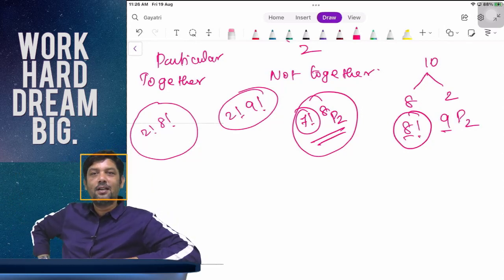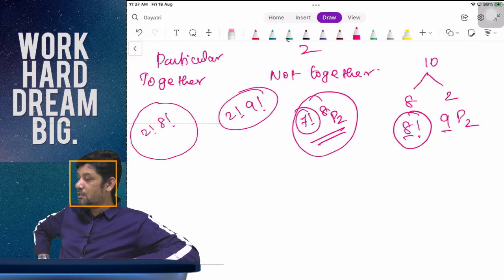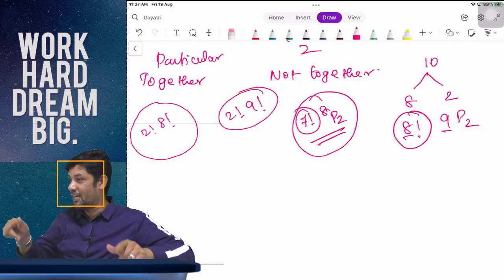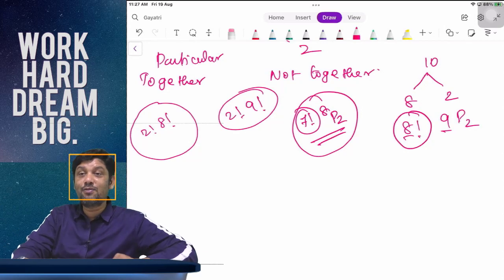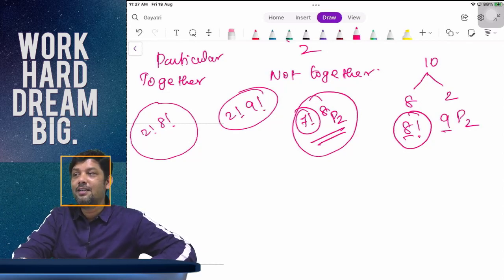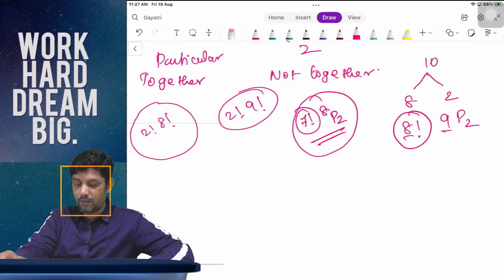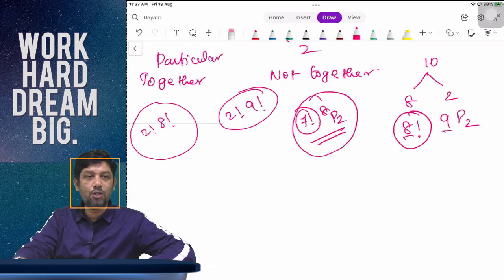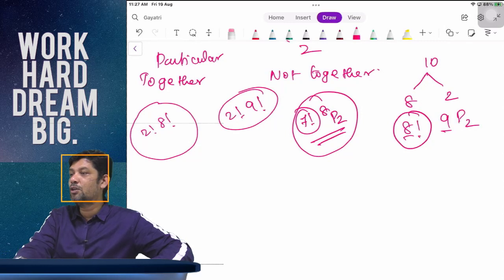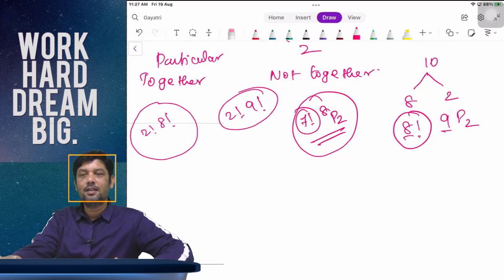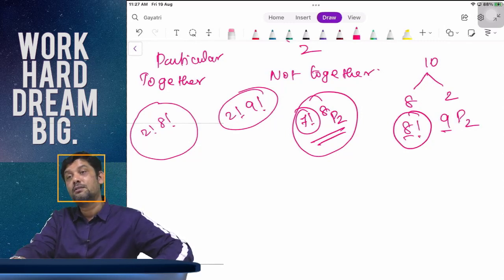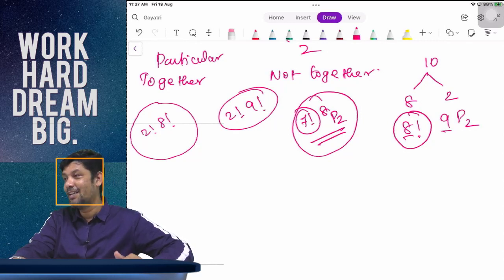Okay. Why is it okay? Circular arrangement, na? Sorry, yeah. 6 factorial into 8P2. 7P3. Why 2 and all coming? 7P3. 6 factorial into 6 factorial into... what is Bhavani thinking? How are they going to give the answer then?